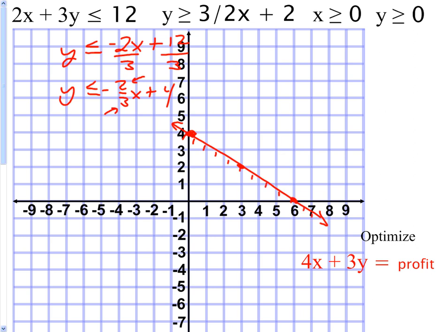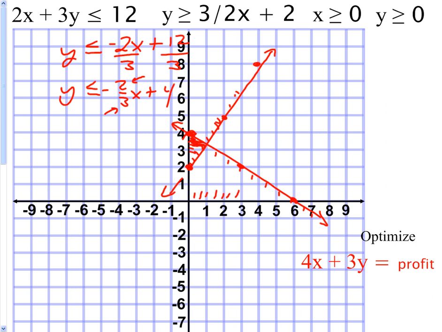Then it's y is greater than 3 over 2x plus 2. So I start here, and I rise 3, and I run 2, and I rise 3, and run 2. So there's my next line. And that doesn't look like they crossed in a real nice place. I did that on purpose. And that's supposed to be greater than, so. And then the real world constraints, which just means that it's above this, and it's to the right of that.